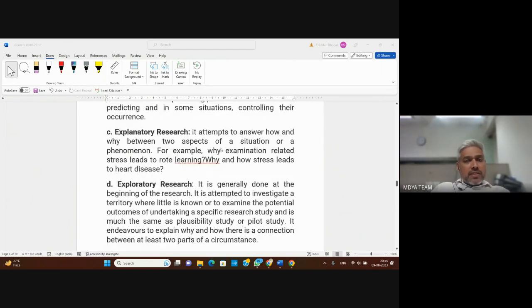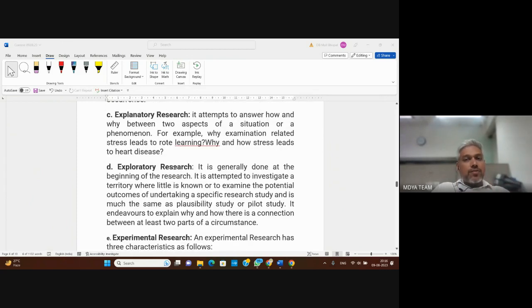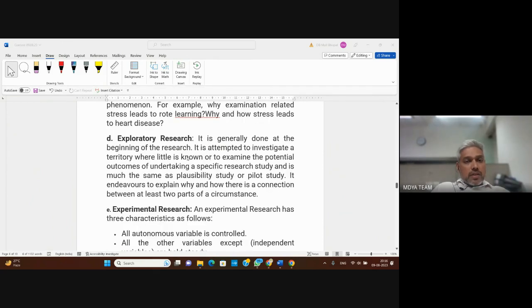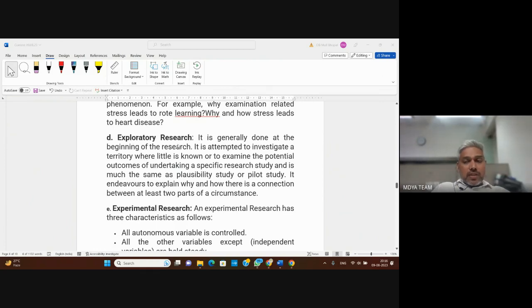And explanatory research attempts to answer how and why between two aspects of a situation or phenomenon. For example, why examination related stress leads to rote learning, why and how stress leads to heart disease. So as its name shows, we need to give an explanation of a situation or phenomenon between the two. We give an explanation, that is called explanatory research, and it gives the answer how and why between two aspects of a situation or phenomenon. Next is exploratory research.